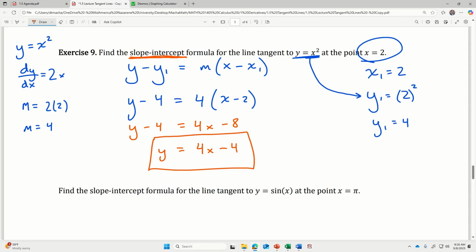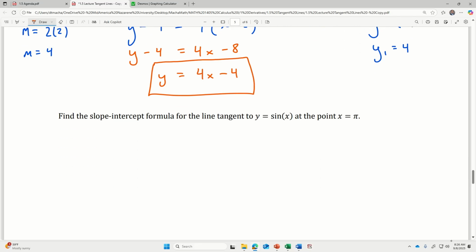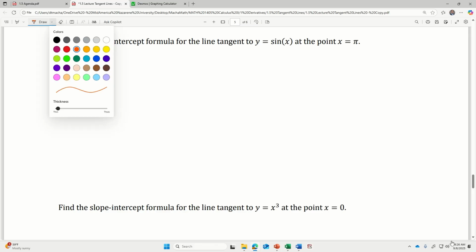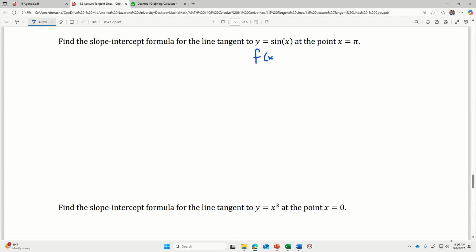Okay, let's do another example. Just below it, this says, find the slope-intercept formula for the line tangent to y equals sine of x at the point x equals pi. So my original function that I'm given here is sine of x. The point where I want my curve to intersect is pi.